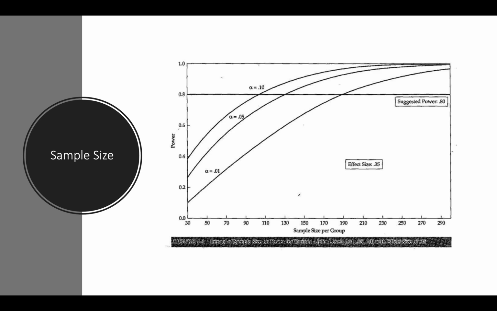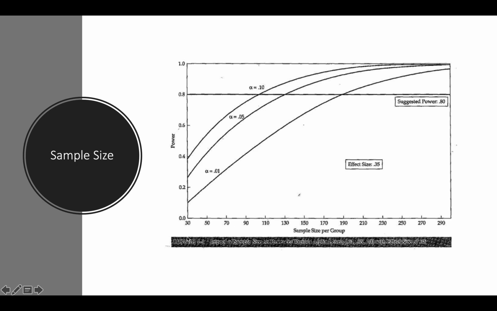Let me show you this in a different way, right? So this is figure 1-1, again, from the Hair reading, right? And here we say we're assuming an effect size of 0.35, right? So somewhere between small and moderate. So fairly small, right? But somewhere between small and moderate. And again, that suggested power level of 0.8, right? So we have power here, and then the sample size needed in order to detect a difference, right?